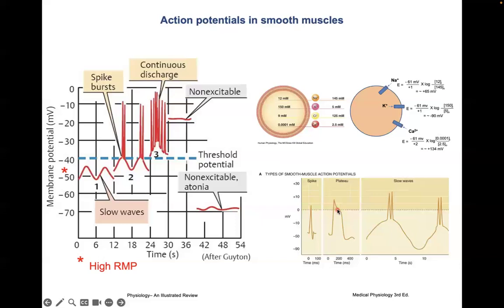Here we have calcium. Calcium has two roles here. One is to mediate the contraction of the smooth muscles. There can be no muscle contraction without high concentration of calcium. The second role is to maintain the action potential.